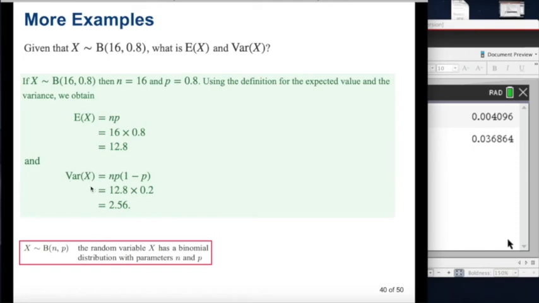Whereas the variance of X is equal to npq. n being the number of trials, p is the probability of success, multiplied by q, which is 1 minus p. We know np is 12.8, and q, which is equal to 1 minus p, 1 minus 0.8, is equal to 0.2. So the variance is equal to 2.56. Very straightforward there.